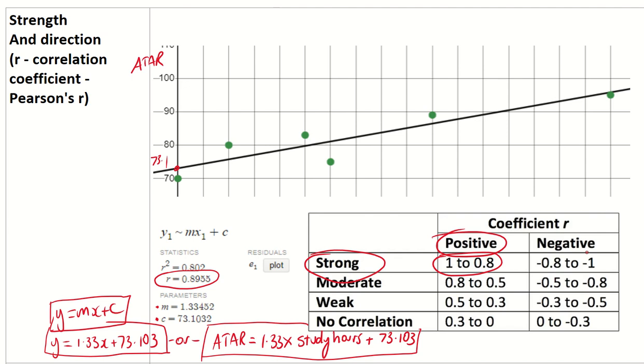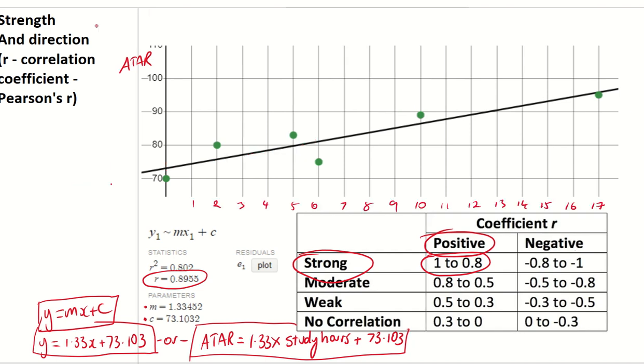The meaning of the gradient of 1.33 means that on our line, as we increase the hours of study by 1, we also increase the ATAR by 1.33. So for every extra hour you study per week, we're expecting an extra 1.33 on your ATAR score. So that right angle triangle, just effectively doing these little triangles all the way up that graph.